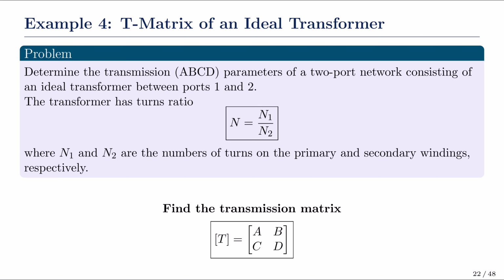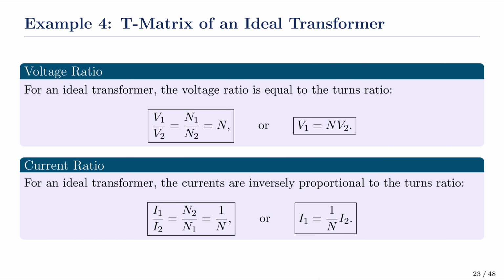Our objective is to determine the transmission matrix whose four elements are the parameters A, B, C, and D. The key point is that for an ideal transformer, the voltage and current relationships are known directly from the turns ratio. We will use these relationships to identify the four ABCD parameters. We begin with the fundamental relationships of an ideal transformer.